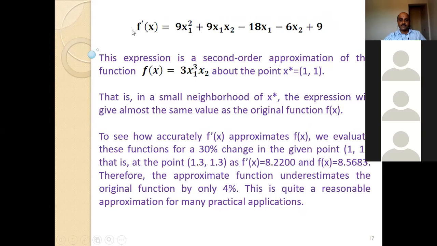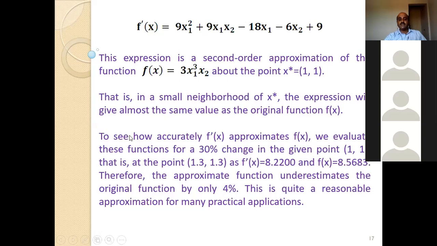This is the equation: f dash of x is equal to 9x1 square plus 9x1 into x2 minus 18x1 minus 6x2 plus 9. Please make a note of this equation. This is obtained as a result of the vector expansion and the matrix product. This expression is a second order approximation of the function f of x equal to 3x1 cube into x2 about the point x star equal to 1 comma 1. This is the final equation, very important for us.